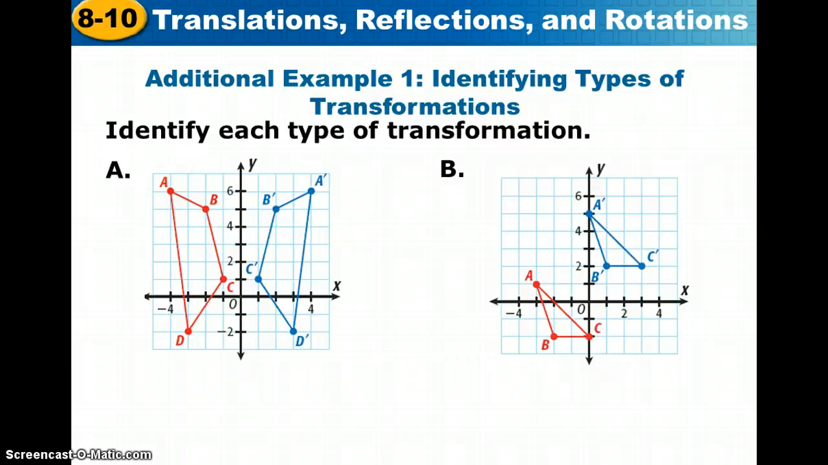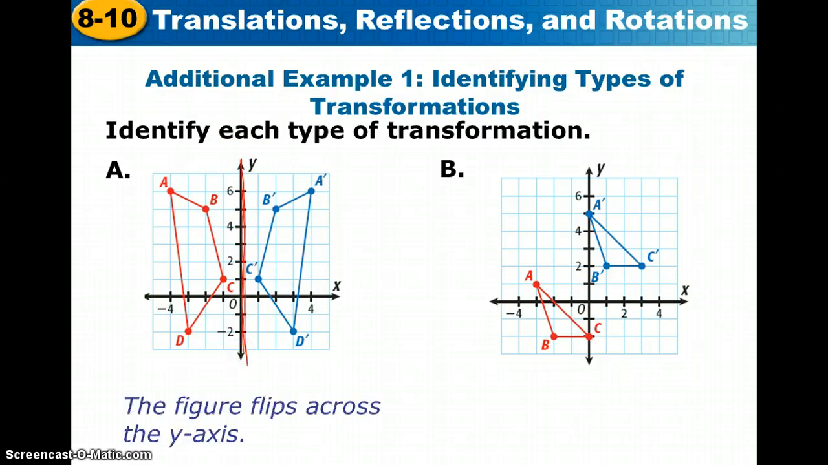Now we're going to look at different types of transformations. Let's see if we can identify them. Here is our original shape. It's the red one, A, B, C, D. It did something to get over here, to be named A prime, B prime, C prime, and D prime. Well, it jumped across this y-axis, so I would imagine that it is a reflection.